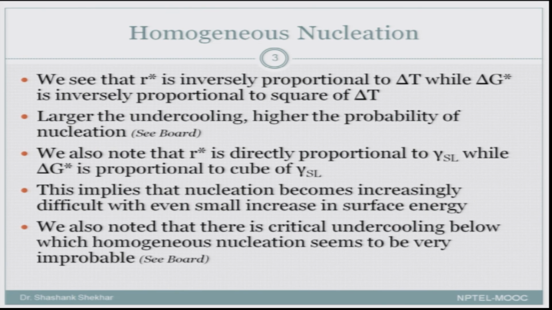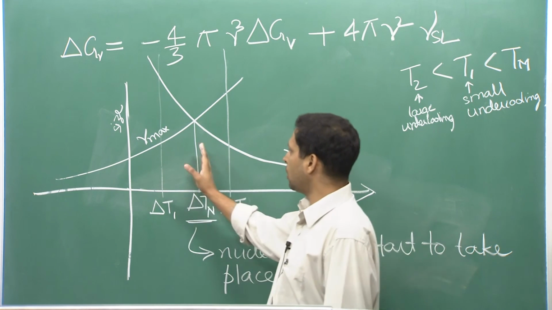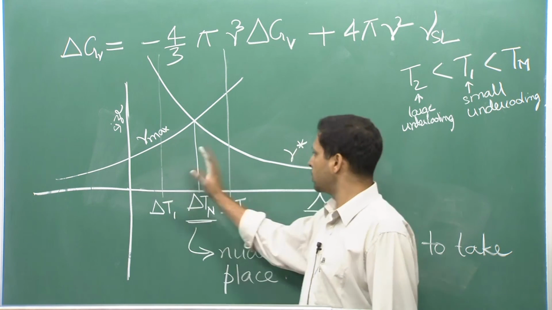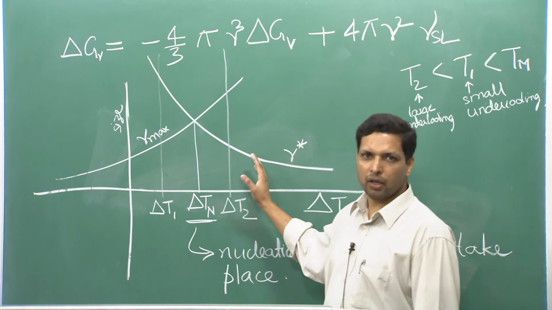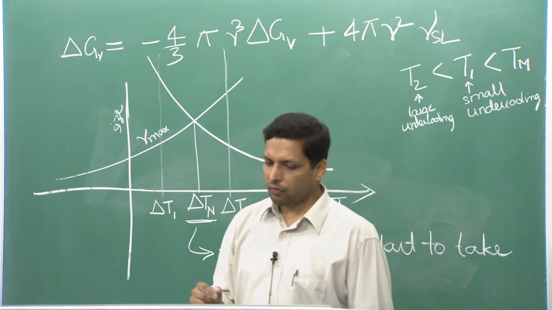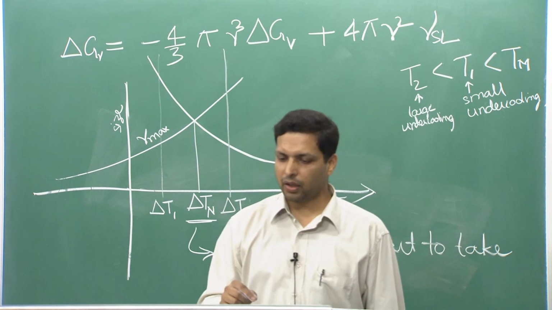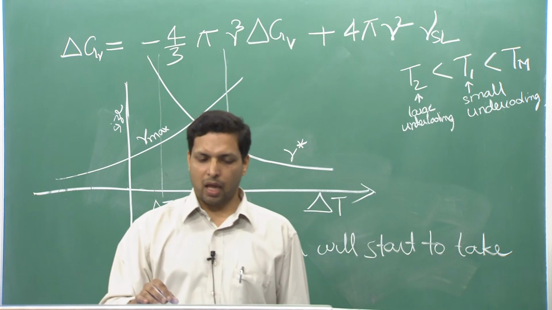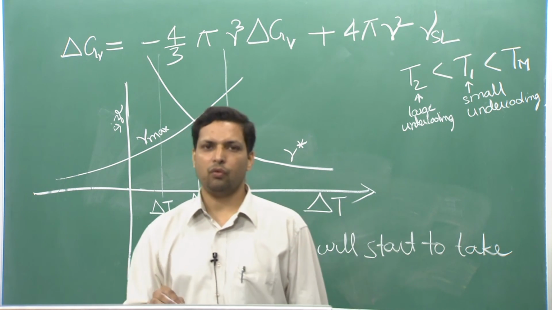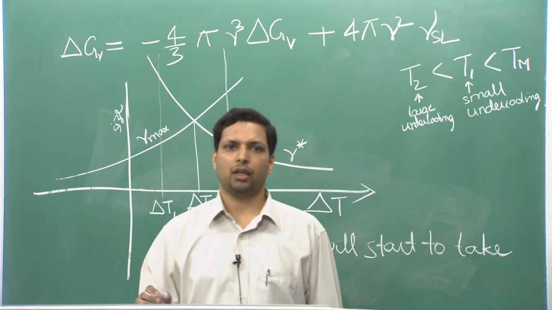We also noted that there is a critical undercooling below which homogeneous nucleation seems to be very improbable, which is this delta Tn. Below this it is improbable to have solidification, and only when you have undercooling beyond this will you get nucleation and hence solidification. We will also look at the nucleation rate in the next class. So, we will end over here, but in the next class we will continue and finish the homogeneous nucleation with what is called the nucleation rate, and then we will go on to heterogeneous nucleation.